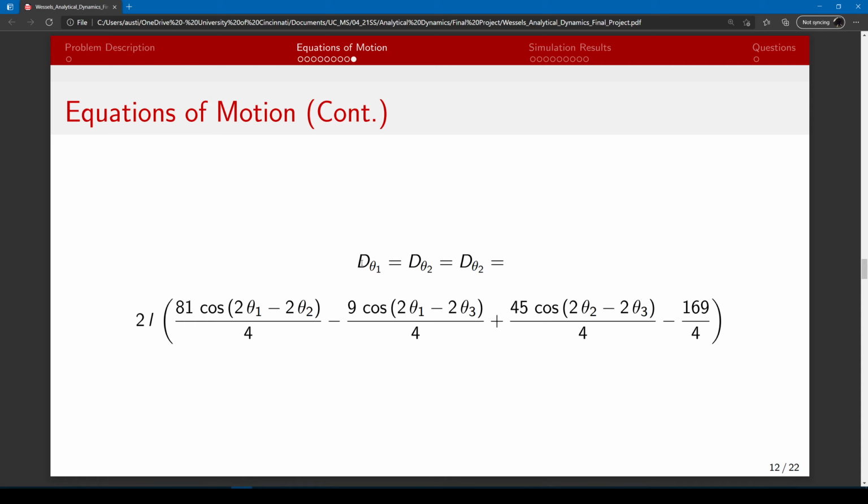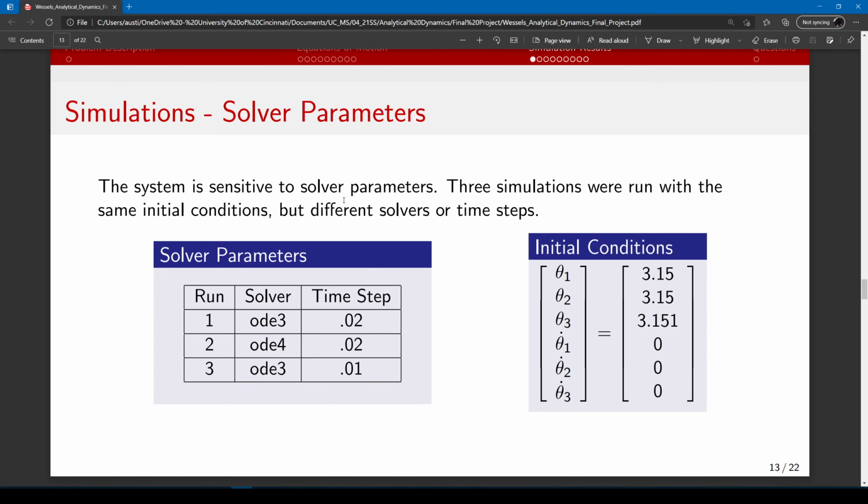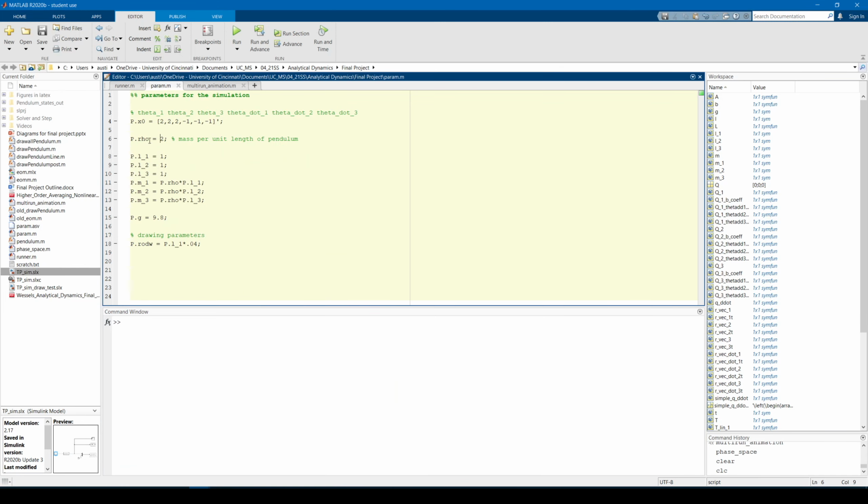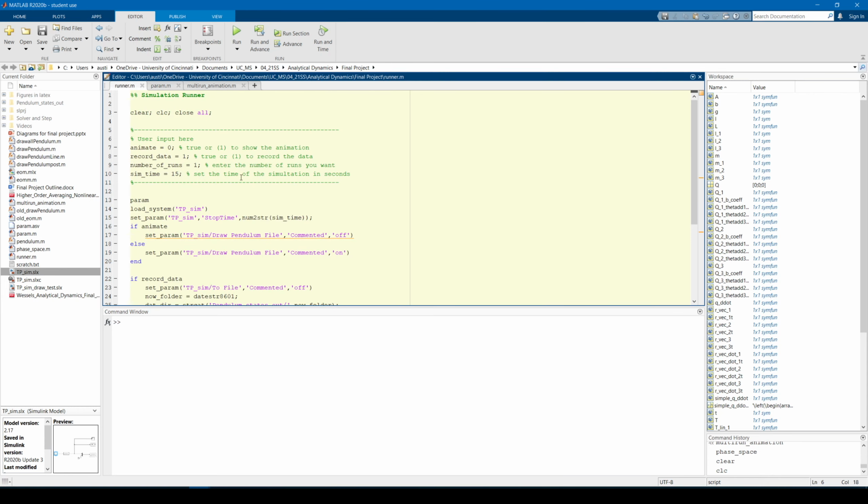Conveniently enough, all of the denominators of these equations are the same, so we have them defined here. Okay, so simulations. We can talk briefly about the simulation here. We have some parameters with initial conditions. Lengths and masses are defined here. And then we use this runner file to actually run the simulation.